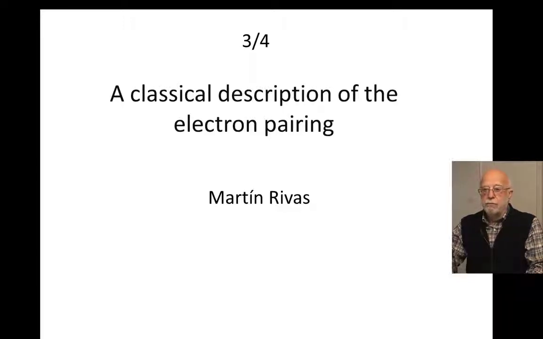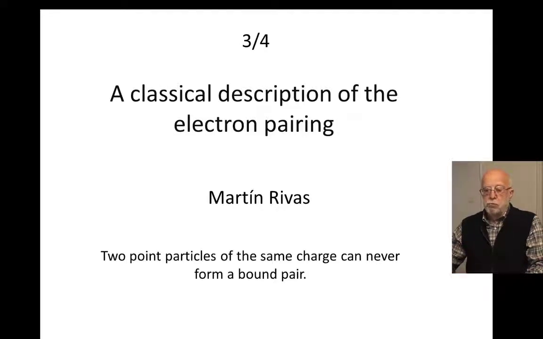This is the third of a series of 4 lectures concerning a classical description of the spinning electron. In this lecture we are going to show that it is possible from the classical point of view that 2 spinning electrons can form a bound state.